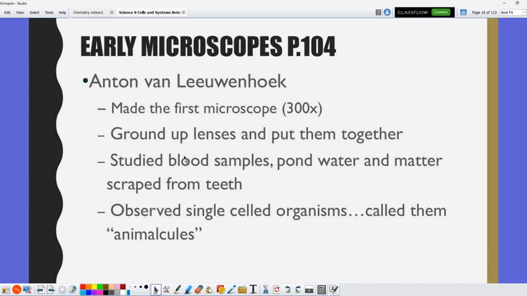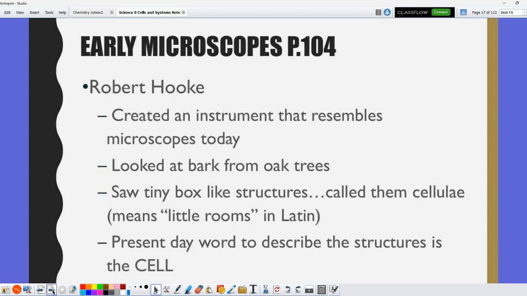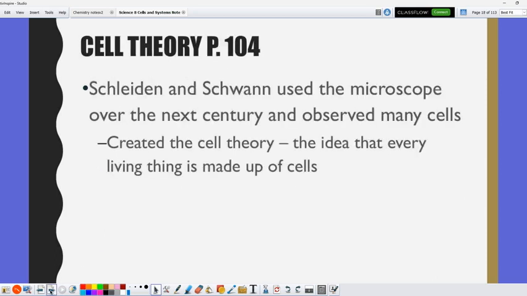He studied blood samples, pond water, and matter scraped from teeth. And he observed single-celled organisms. He called them animalcules. And we did a lab where we looked at some animalcules. Robert Hooke's the next person to come along. He created an instrument that resembles today's microscopes. He looked at bark from oak trees. He saw tiny box-like structures. He called them cellulae, which means little rooms in Latin. And that present-day word is called the cell.